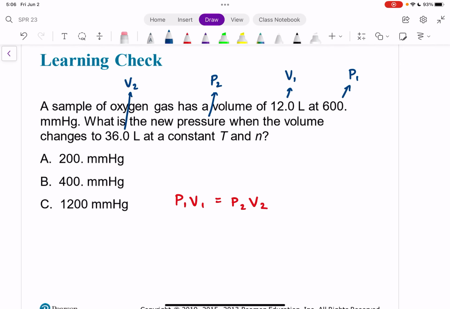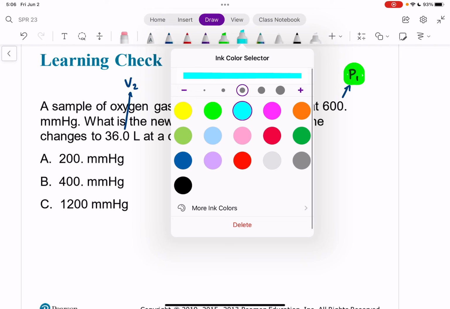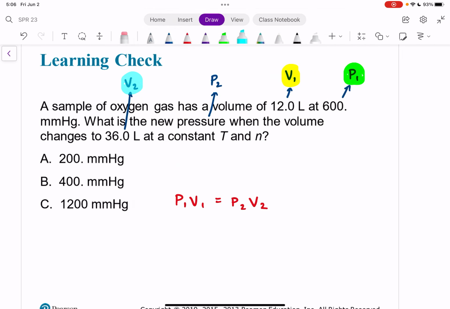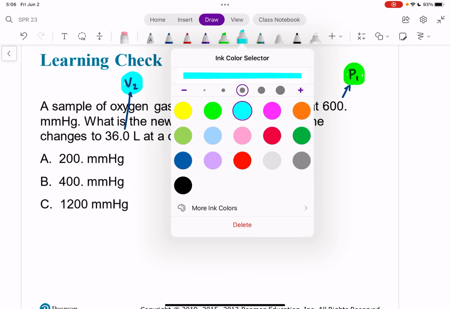So that's my first thing that I do, is I just determine what I have and what I don't have. So it looks like I've got a value for V1. I have a value for P1. I have a value for V2. And I don't know my value for P2. So we'll put that one in pink.